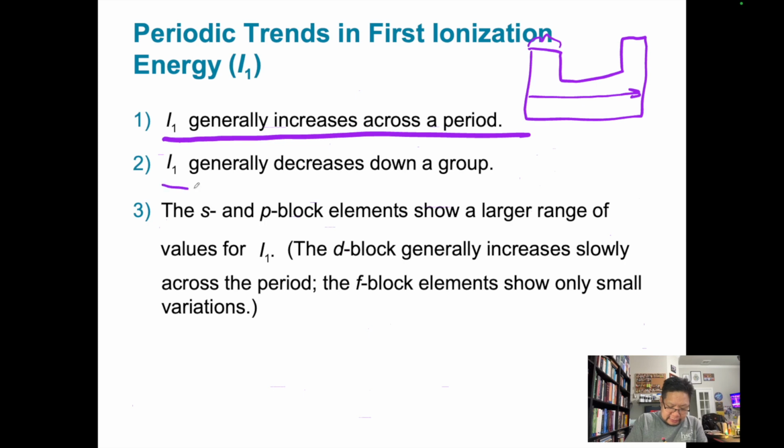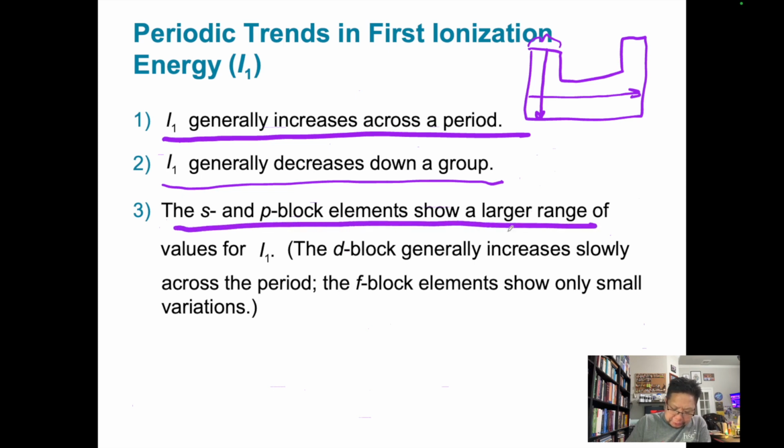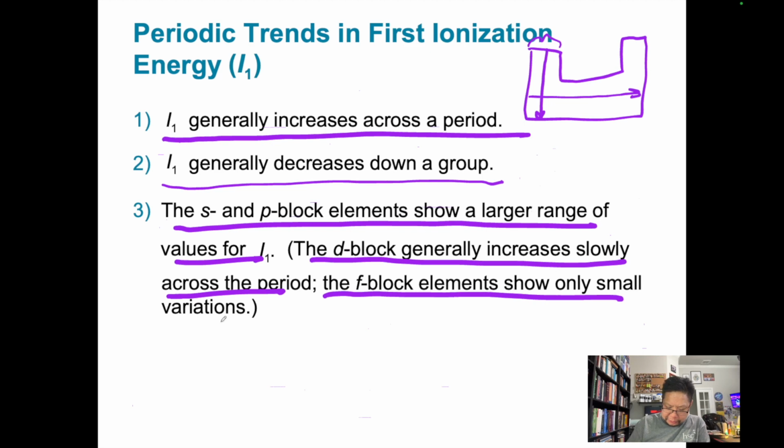And then the second one is the first ionization energy decreases as you go down a group. The s block and p block elements show a larger range of ionization energies, right? The d block generally increases slowly across the periodic table, and then the f block elements show only small variations, right? So even though we have this trend, they're very slow trends.